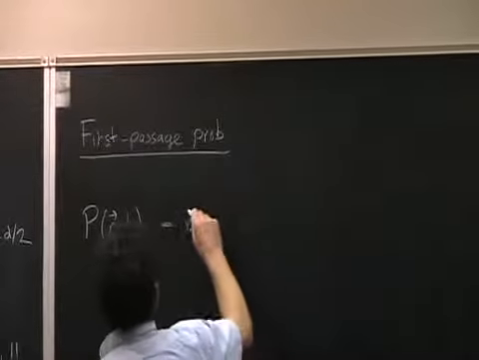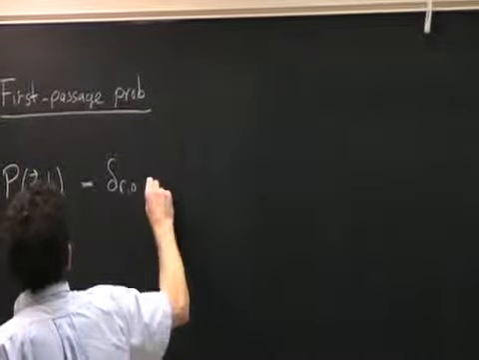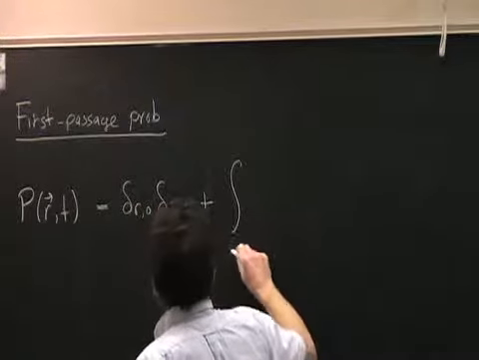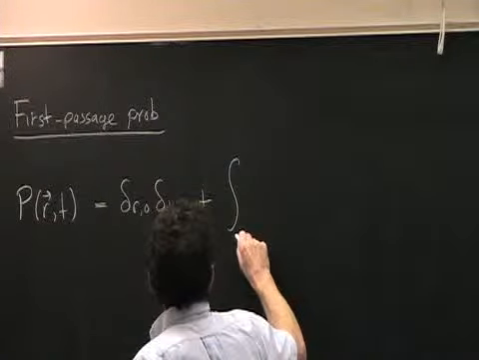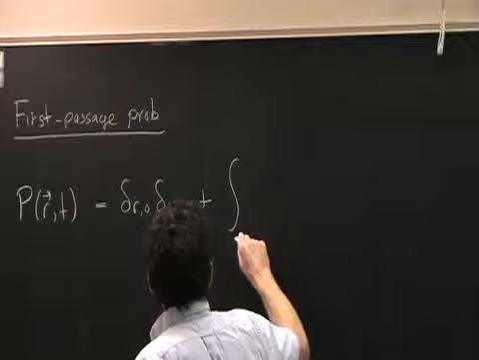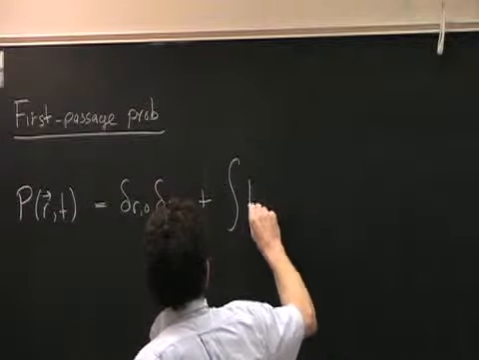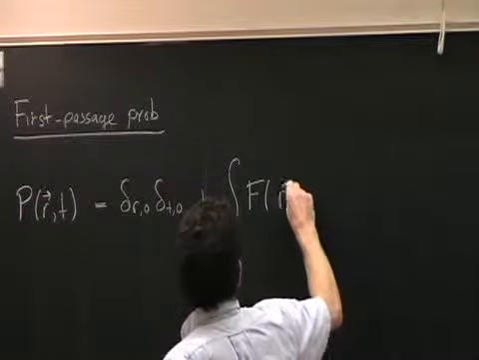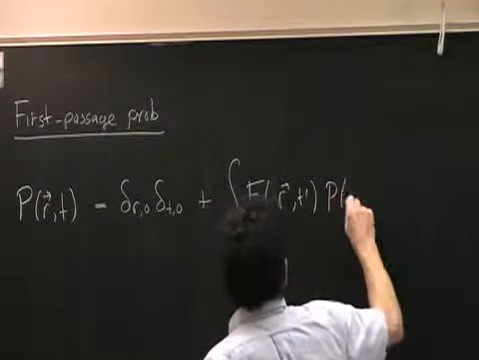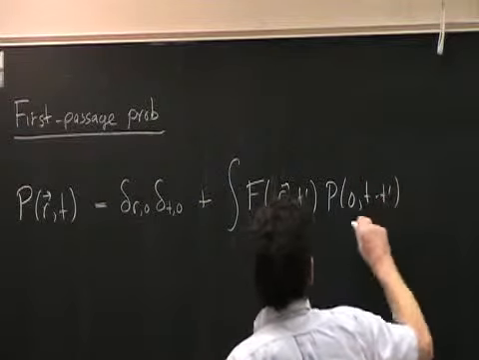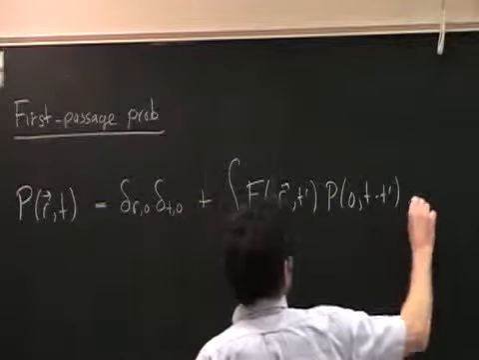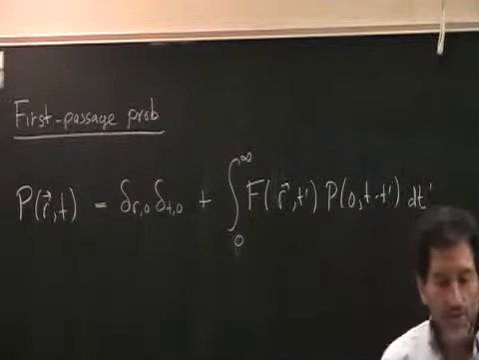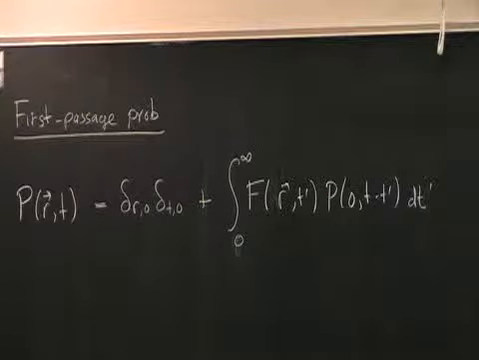Namely, I can write this as delta of R0, delta of T0, plus the integral, so first of all, I'll write f of R, T prime, T0, T minus T prime, the integral dt prime, where dt prime goes from 0 up to t. So this is my fundamental equation that governs the dynamics of the first passage probability.